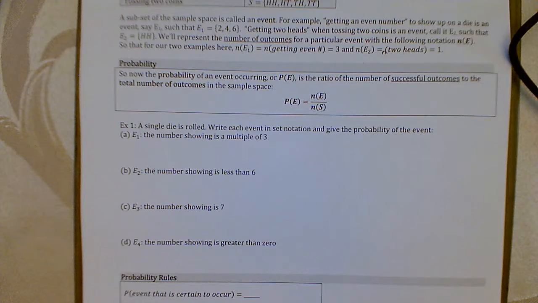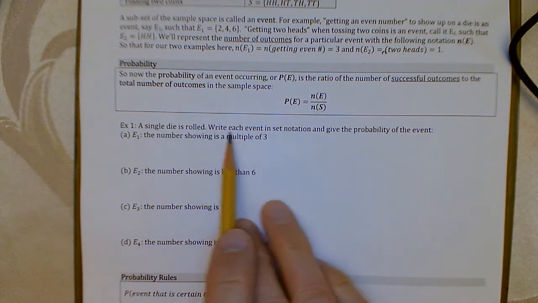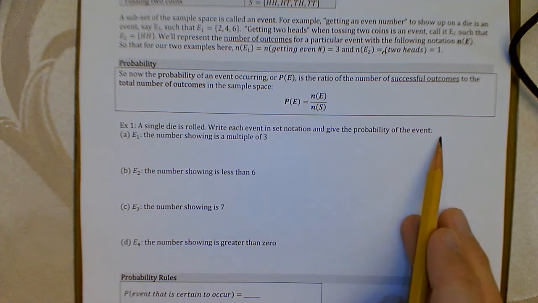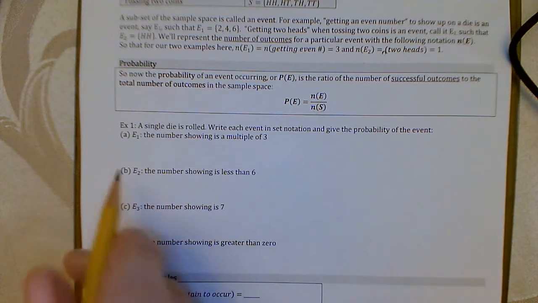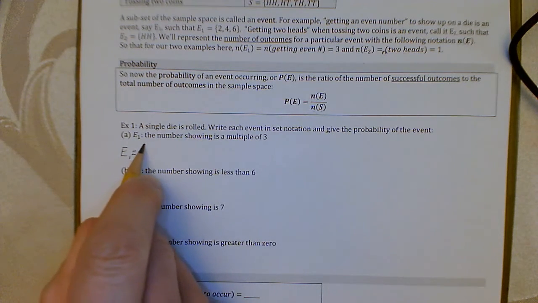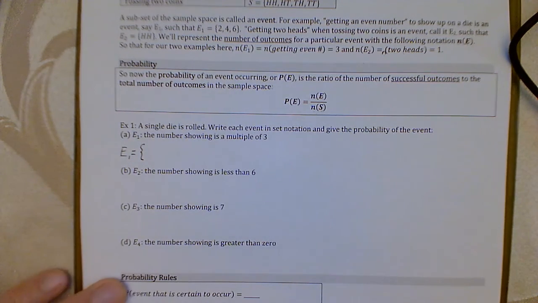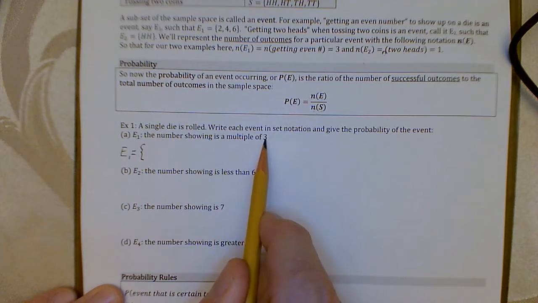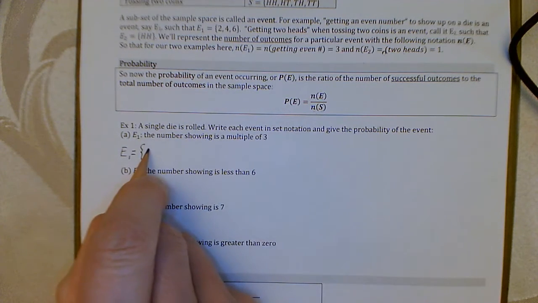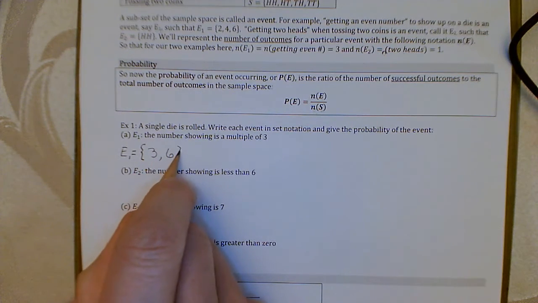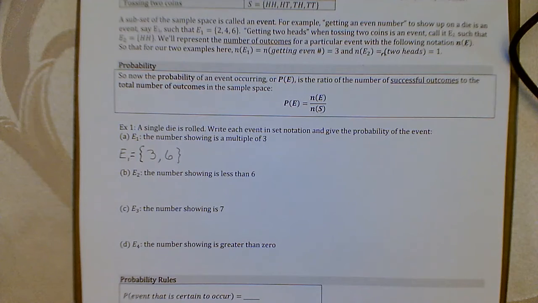So example 1, a single die is rolled. Write each event in set notation, and find the probability of the event. All right, so E sub 1 is that the number showing is a multiple of 3 when rolling a die. So that's going to be 3 and a 6.